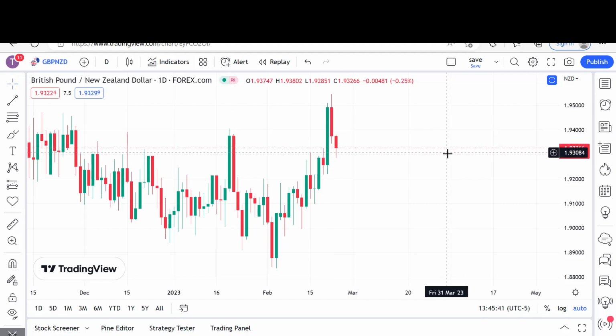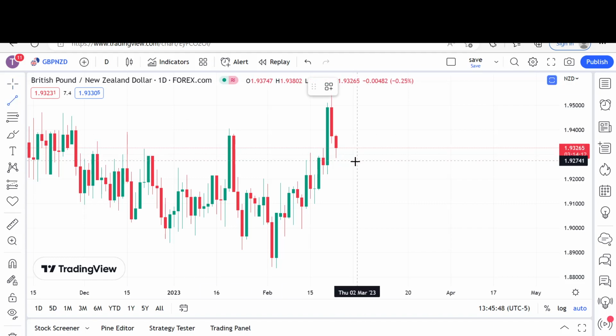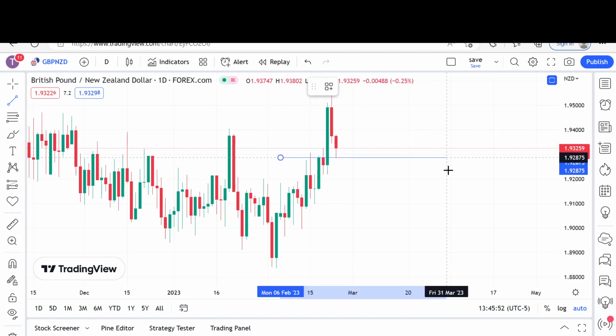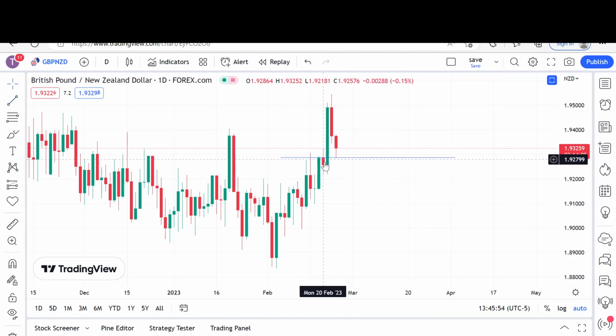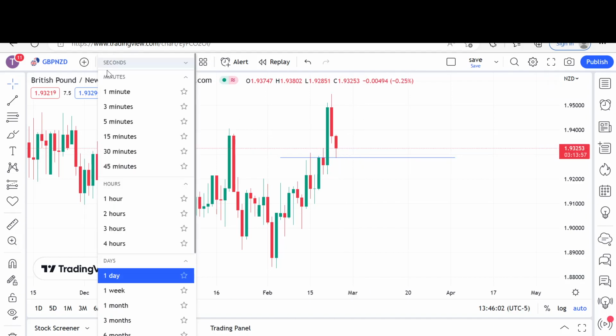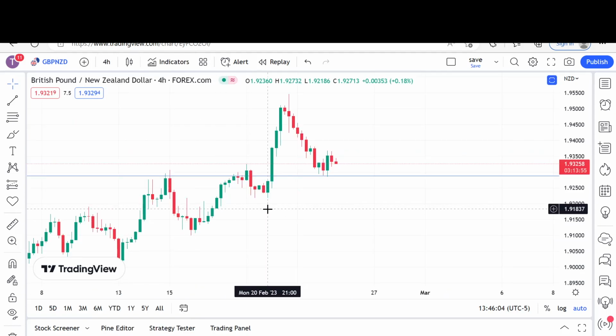But it's also worth noting that we have a larger time frame level of support in here. See that bullish order block on the daily? That's a bullish order block on the daily chart. That is a larger time frame level right there to the pip. Doesn't get much cleaner than that. So let's go to the 4-hour chart.